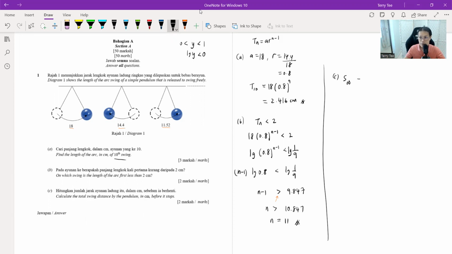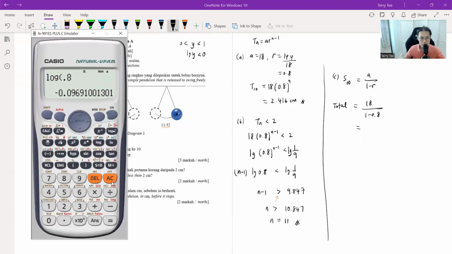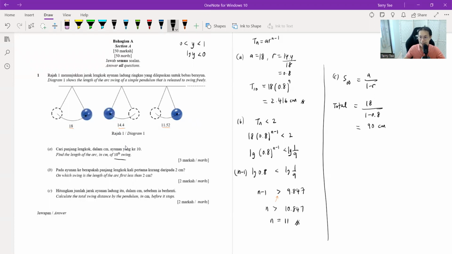Your sum to infinity is given by A divided by 1 minus R. So in this case, the total distance will be your A, which is 18, divided by 1 minus R. R is 0.8, so it's basically 18 divided by 0.2. You can just use your calculator: 18 over 1 minus 0.8. My answer is 90. So the total distance traveled before it stopped is 90 cm.